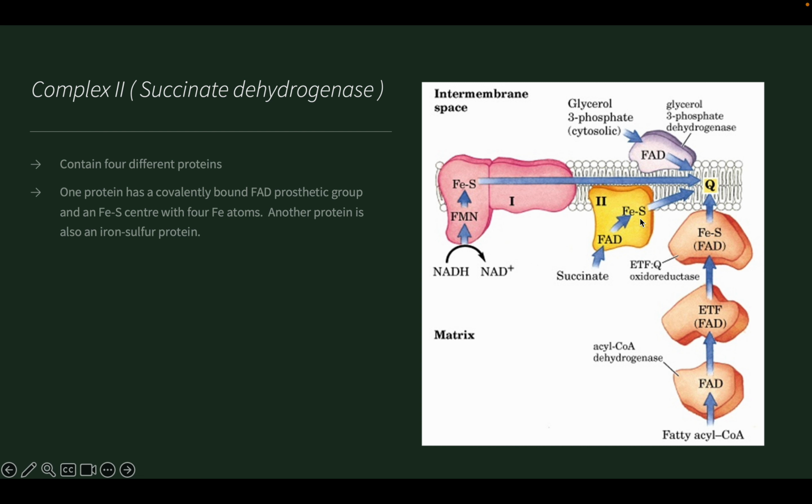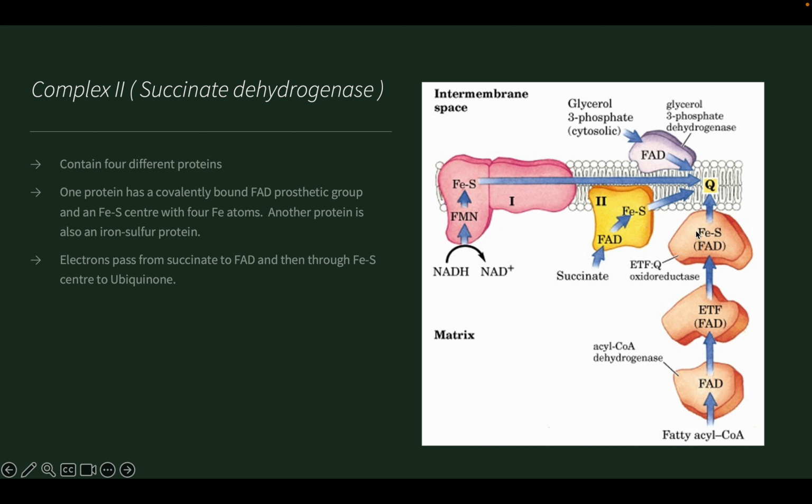So this is complex 2. It has a protein which has the FAD prosthetic group, flavin adenine dinucleotide, which transfers the electron from FADH to FAD and releases it to the FeS complex, and then the electrons are transferred to the ubiquinol, like complex 1, right?